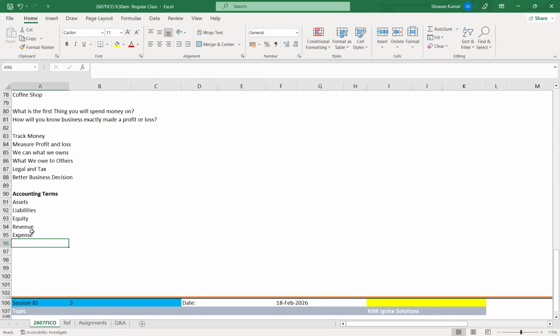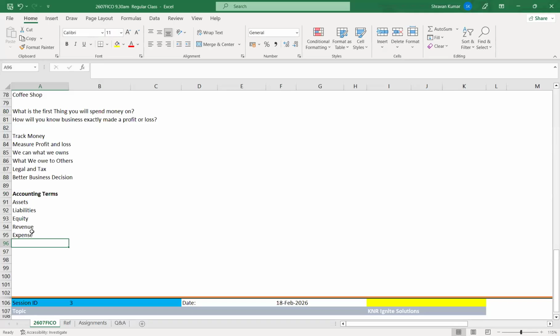For example, as we are considering the coffee shop, we will need to procure raw materials and pay the vendors for the procurement. All of that can be considered expenses.